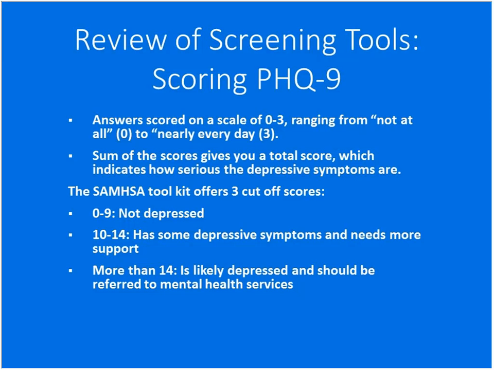We're going to save that for next time, but the SAMHSA toolkit offers 3 cutoff scores, so 0 to 9, they consider not depressed, 10 to 14, some depressive symptoms and needs more support, and then they use a cutoff of more than 14 as being likely to be depressed, and then where a referral would be necessary. Next slide.